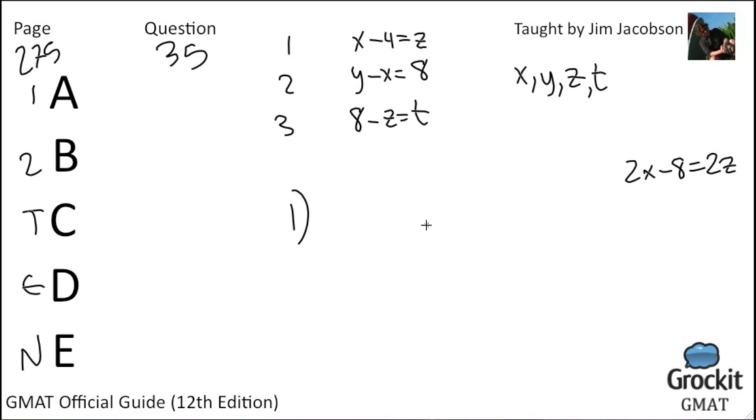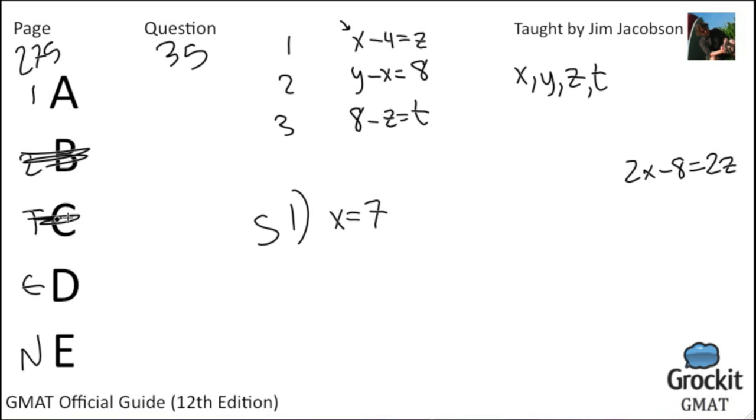Let's take a look at statement 1. Statement 1 tells us that x equals 7. So in this particular case, this is definitely sufficient. We could substitute the value of x equals 7 into equation number 1 here. So 7 minus 4, we'd have a value for z, an actual number. We would take that number and substitute it into both statements 2 and 3, and we would get real numbers for y and t as well. So statement 1 is sufficient.